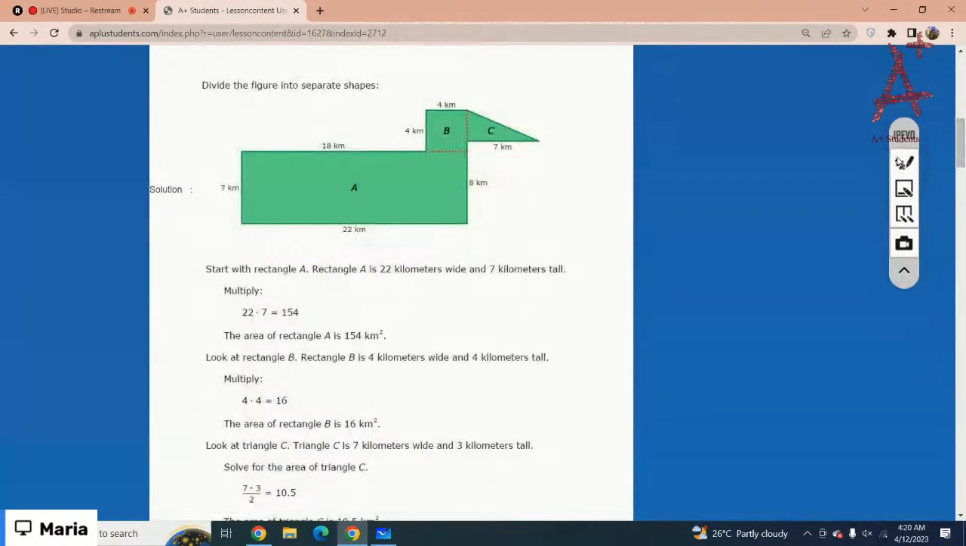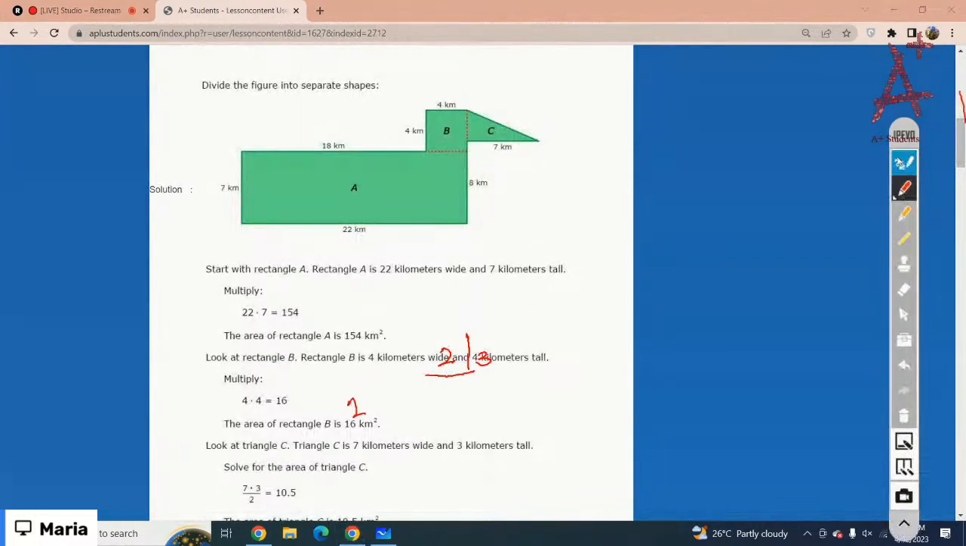Okay, here you can see the three shapes. A, that would be the rectangle. B, that would be the square. And C, that would be the triangle. Got it? So start by calculating the area of the rectangle. It would be length times width, 22 times 7. So 22 times 7 is 154. Got it? Then calculate the area of the square. We know that the area of the square would be side times side. So that would be 16. Got it?